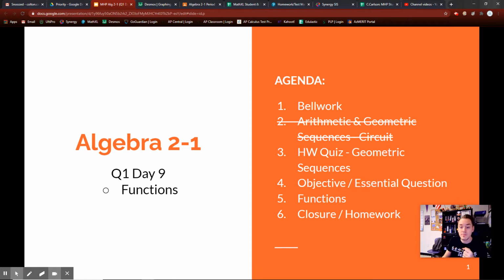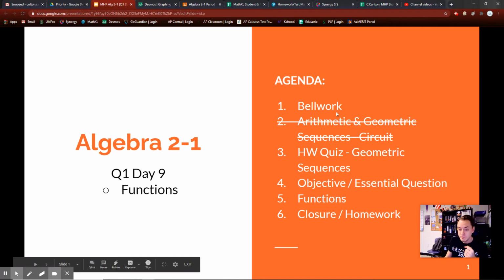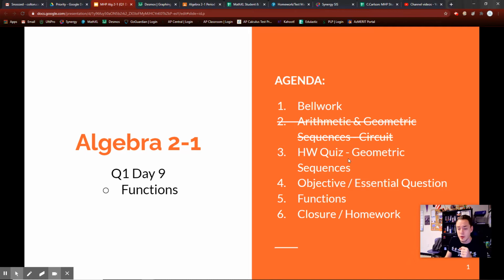Let's get started. We're going to go through the bell work. We're going to review some geometric sequences here so that you are thoroughly prepared for your homework quiz for geometric sequences. Of course, we're not going to go through this. And then we're going to go through the objective and essential question: What are functions? How are they related to sequences? And then, of course, we're going to go through the examples for functions.